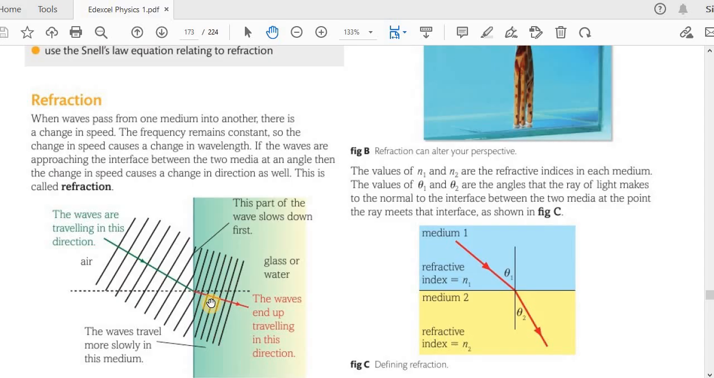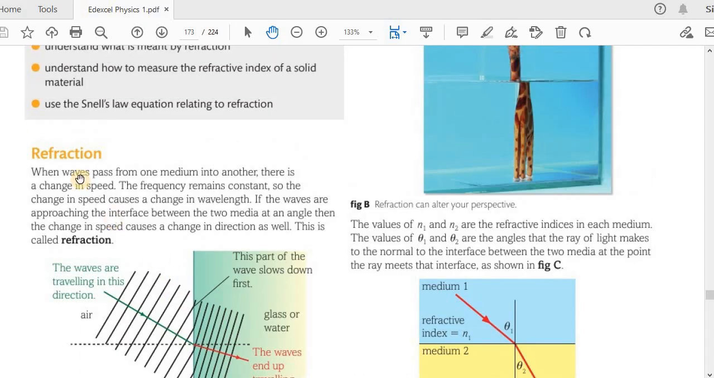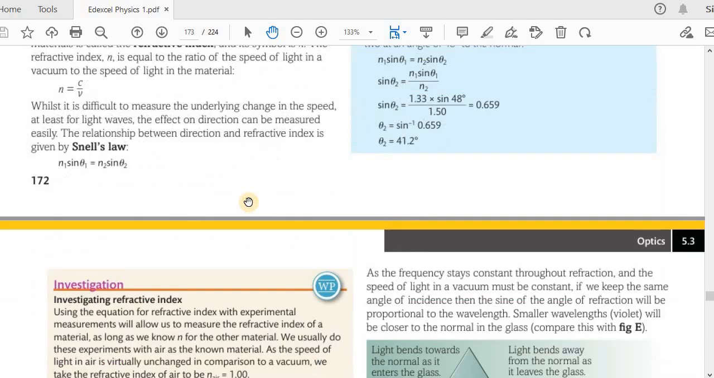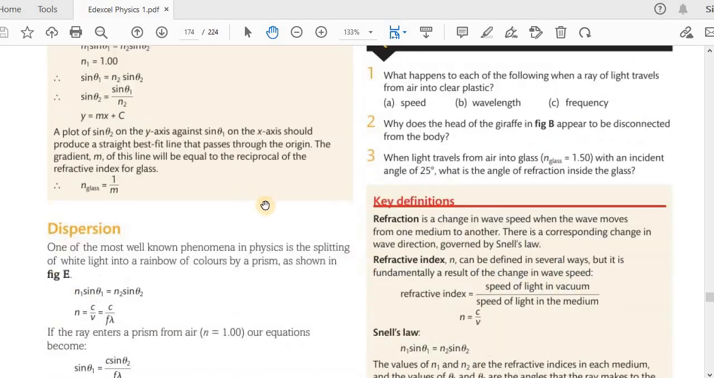Ray is always perpendicular to the wave fronts. And then you have learned about refraction. You learned what is refraction. There is a change in speed due to the waves going from one medium to another medium. And if we scroll down, we can actually see here: refraction is a change in wave speed when the waves move from one medium to another. There is a corresponding change in wave direction governed by Snell's law. So these are the definitions, the refraction definition.